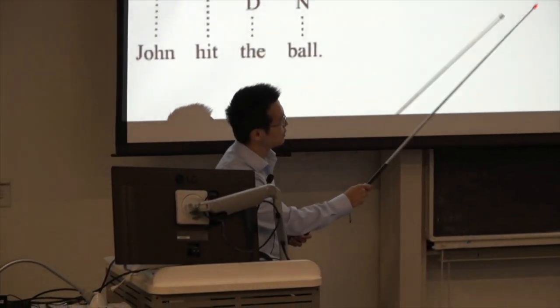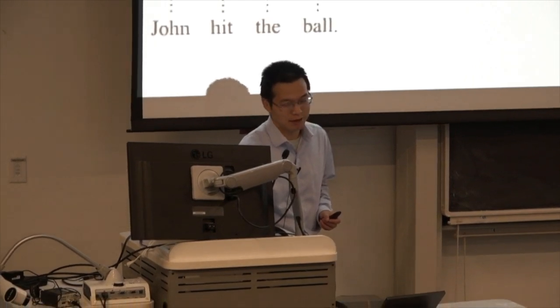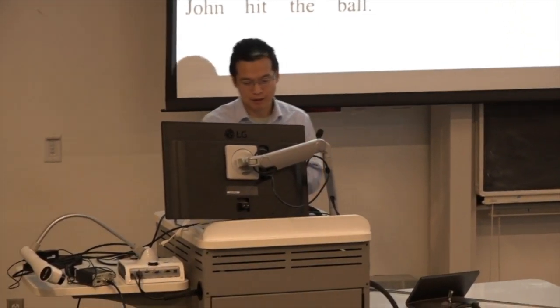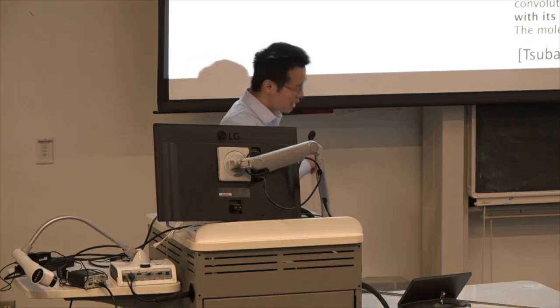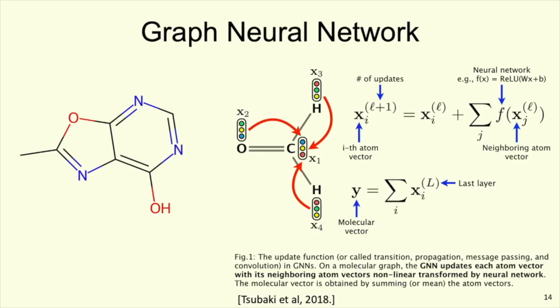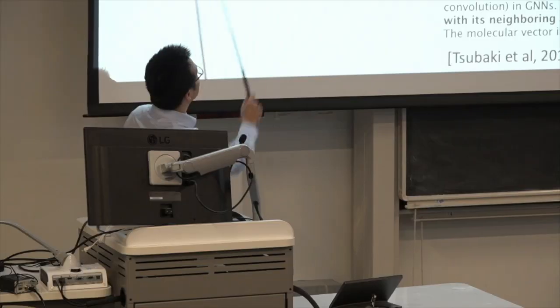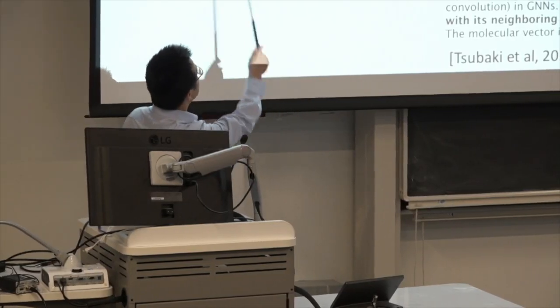Each edge here is a bond. And then we can use a tool to represent the information in the graph. So a class of the most popular tool is called graph neural networks. So this is how it works. So we have a molecule here, and we can represent it as a graph.